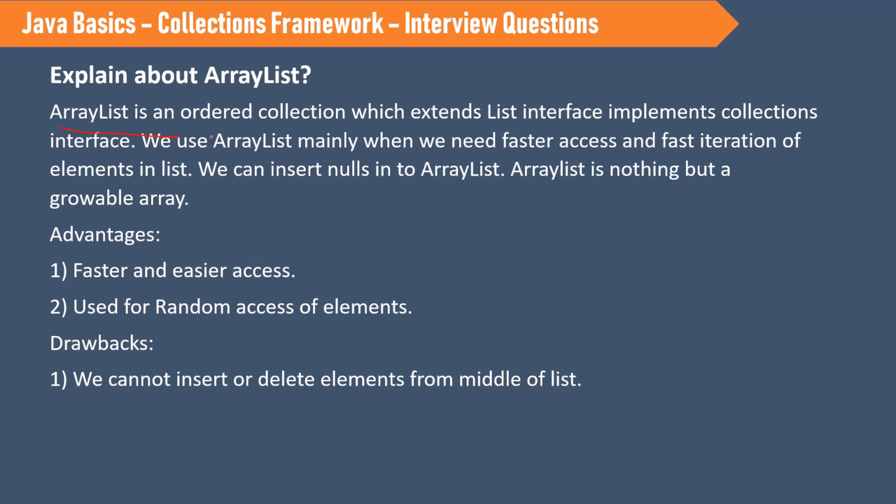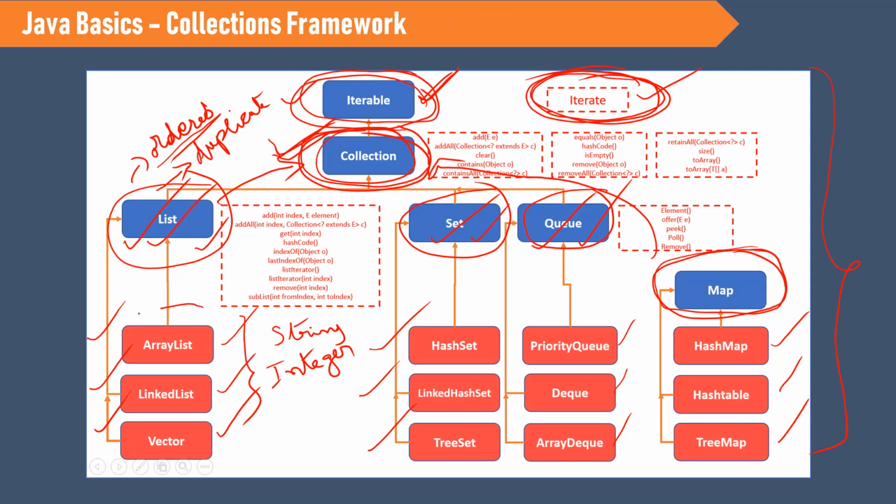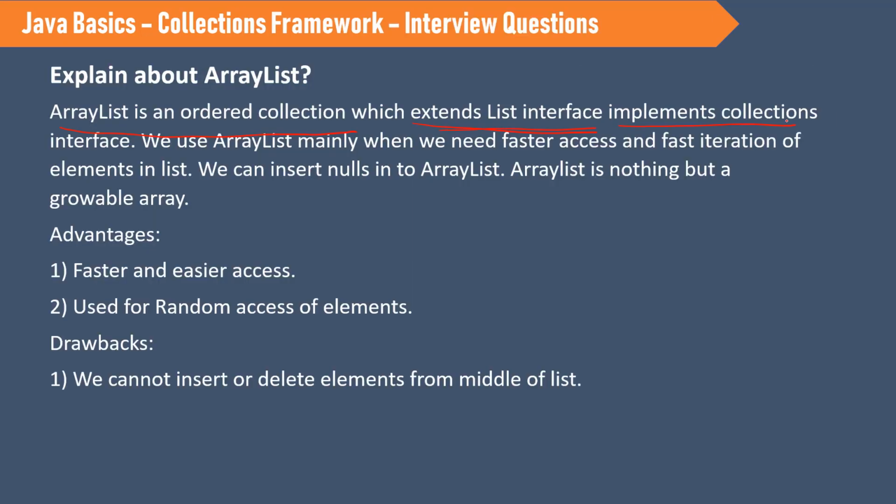Array list is an ordered collection which extends the list interface. If you see this one, this is the array list, and this is extending the list interface, which extends, implements the collections interface. We use array list mainly when we need faster access and fast iteration. So if we need faster access and faster iteration, then we use array list.